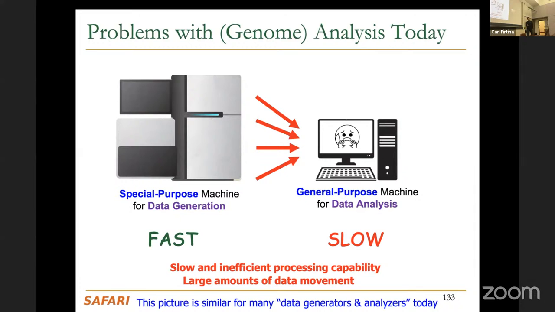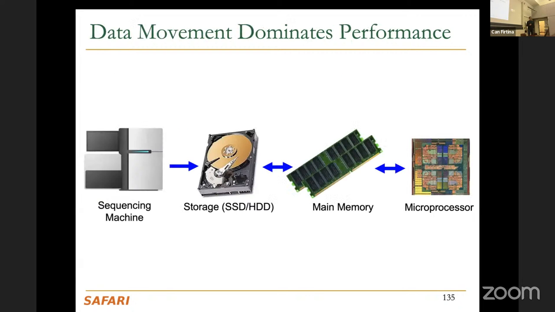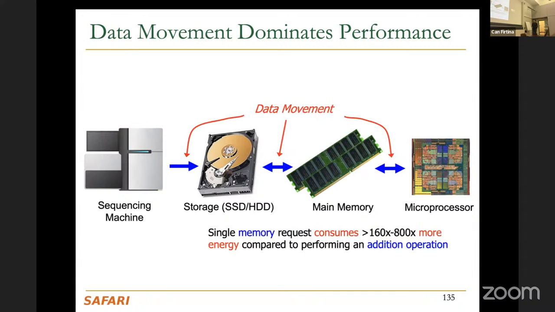So there's a really fast machine that can generate the data very quickly, but we're analyzing it in an inefficient way. The other bottleneck we're seeing is the data movement in this analysis, which is very expensive in most cases. The reason is that in most scenarios, this data is generated and then stored somewhere, usually in the SSD. And it needs to move, as usual, from main memory to the microprocessor CPUs and so on. So basically, there's a huge amount of data movement here.